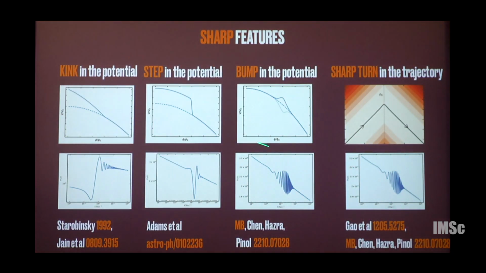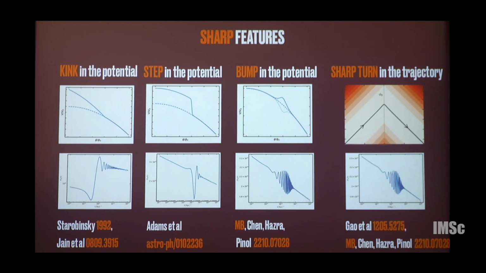Of course, depending on the specific incarnation of this mechanism, you could have different envelopes of this running, so scale-dependent amplitudes of the running, as shown in this plot here. This is the case that I showed before, but we could have something different, like a step in the potential or a bump in the potential, or even implement a sharp turn in the trajectory if we have more scalar fields. But anytime you have such a sharp turn, you do induce this specific running in the primordial power spectrum, multiplied by an amplitude which is more model dependent.